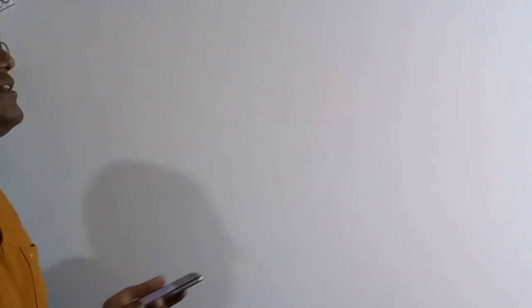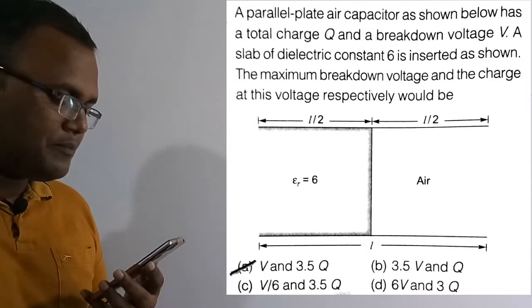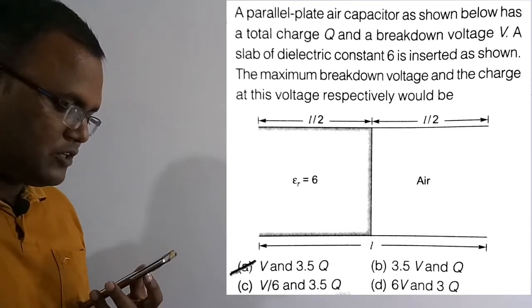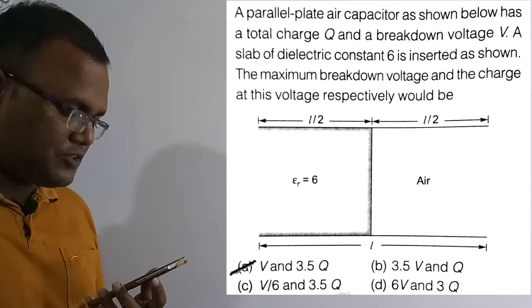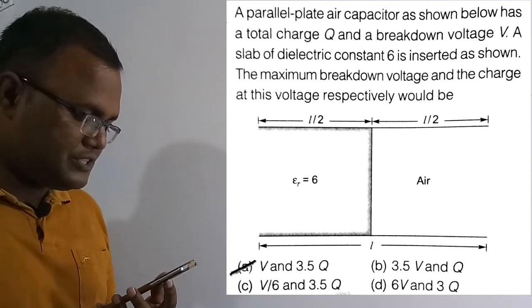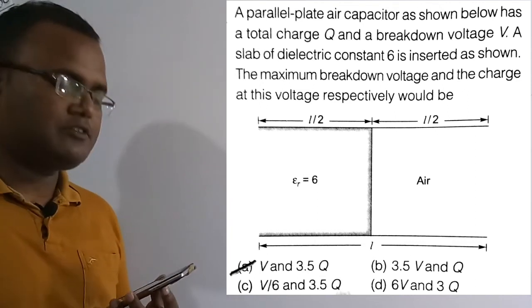Now we are going to solve the last question of this lecture, question number 50. See the question here. A parallel plate air capacitor, as shown below, has a total charge Q and a breakdown voltage V. A slab of dielectric constant 6 is inserted as shown. The maximum breakdown voltage and the charge at this voltage respectively would be.